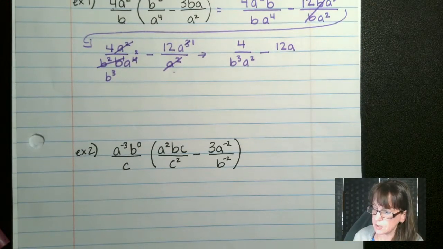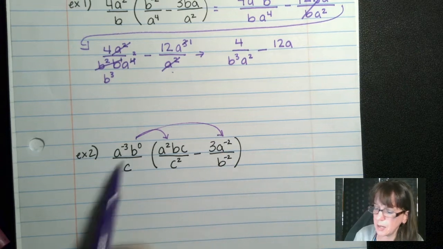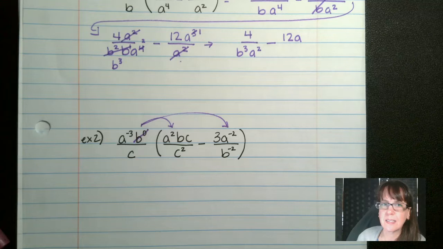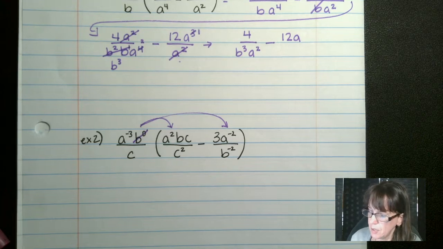Okay, let's look at this next one. Again, we're going to distribute to here and to here. Now here's the fun thing, b to the 0 power is just 1, so just get rid of that, because anything times 1 is itself. So we can totally get rid of it, because if we multiply it, yeah, it's just easier to get rid of it.